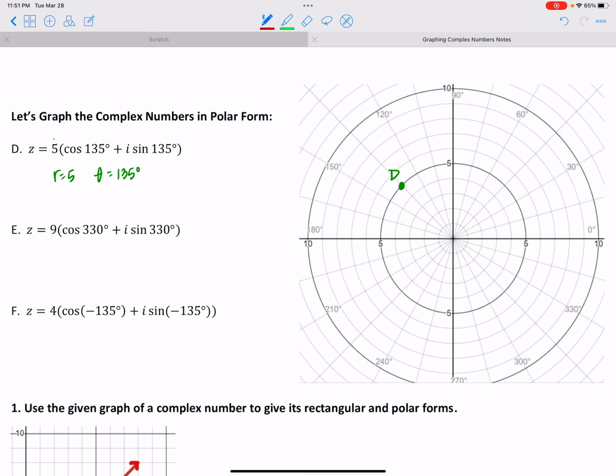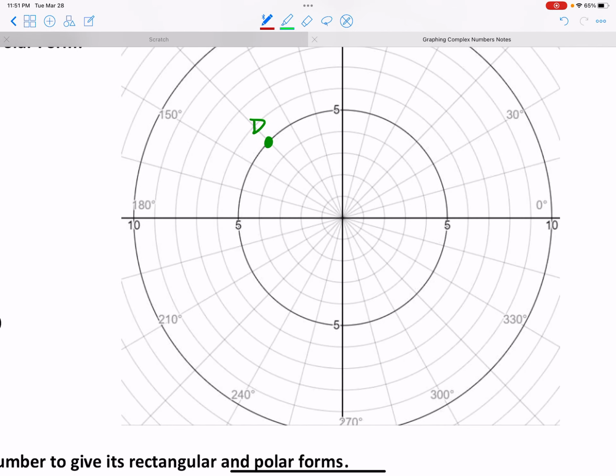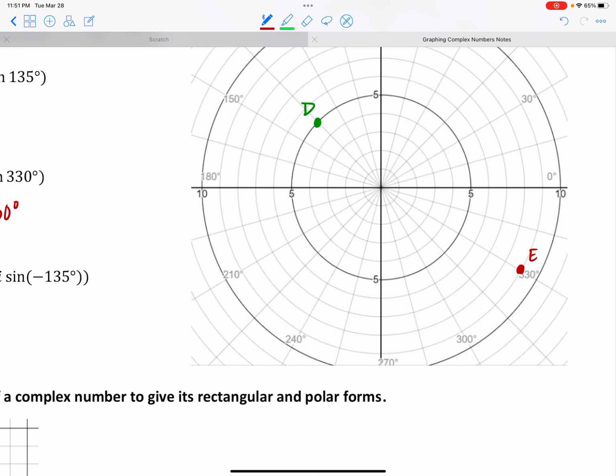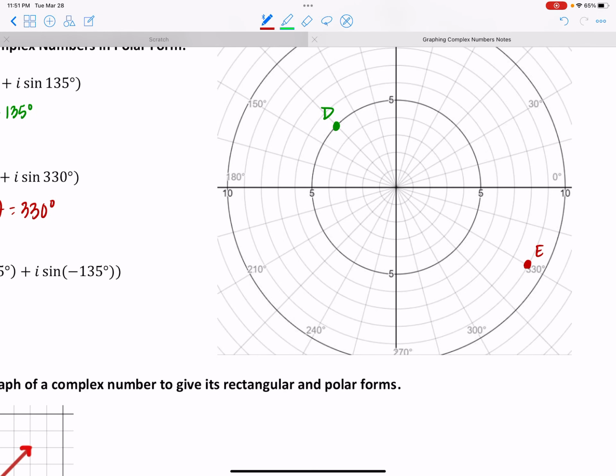Same thing here for E. If this is our polar form, then it's telling us right here our radius is going to be 9, and that our angle is going to be 330 degrees. So we're going to go to 330 degrees. That's going to be over here in quadrant 4, and we want a radius of 9, so we're going to end up landing here, and that's what I called point E. And again, that whole radius, we could highlight that as part of the graph if we wanted to, but it's not necessary because it's given, since we've gone out that distance.